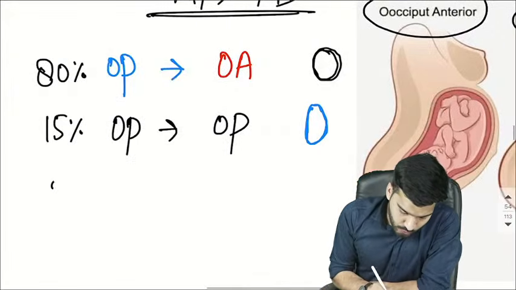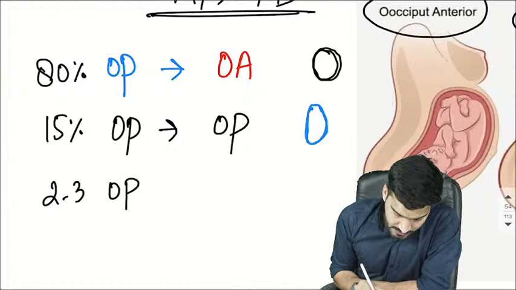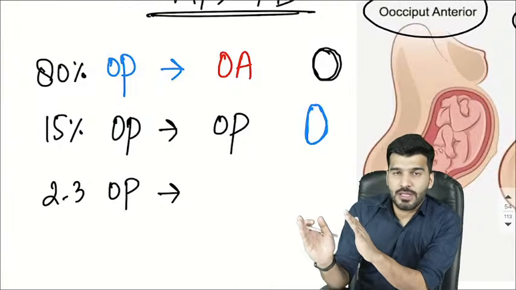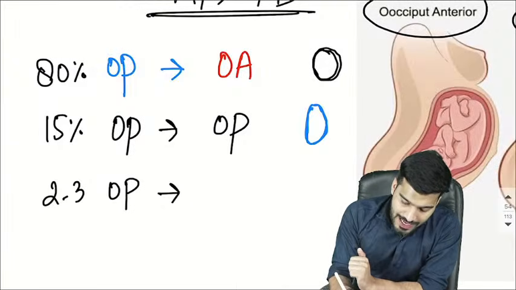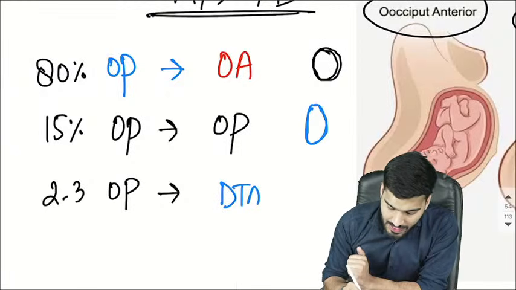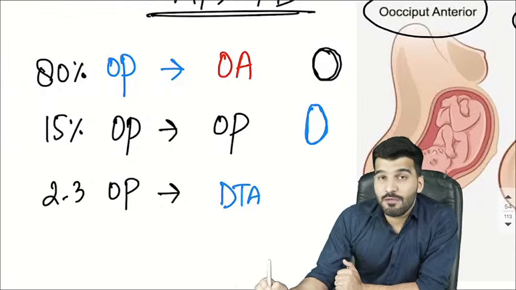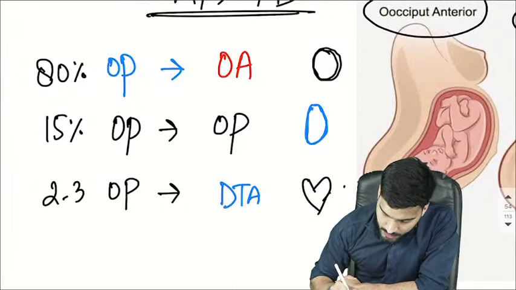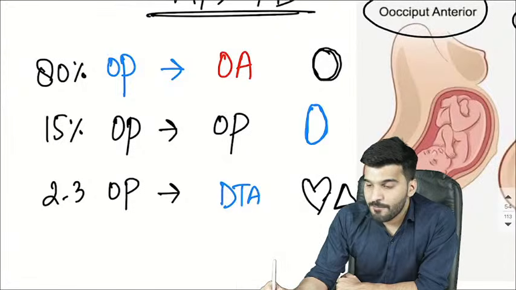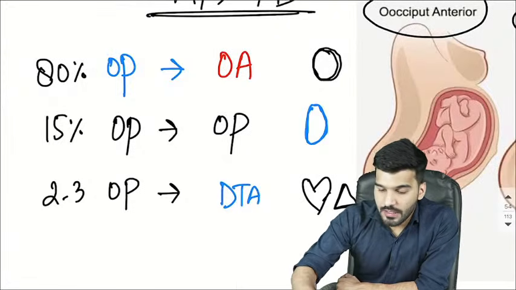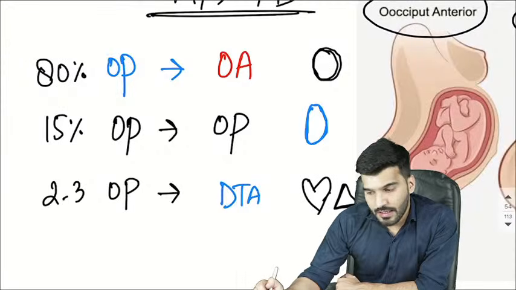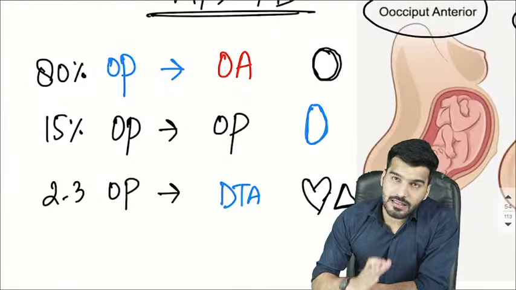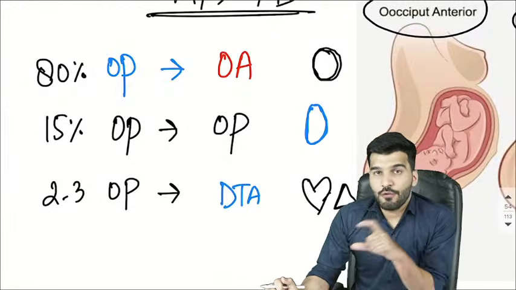Now, 2 to 3% of occipito-posterior try to convert to occipito-anterior, but they rotate partially and get stuck. That is called a deep transverse arrest. And this deep transverse arrest is seen in which type of pelvis? The classical shape of the pelvis is a triangular-shaped pelvis or the heart-shaped pelvis. Is that clear? That is going to be the heart-shaped pelvis. Clear to everybody? Now let's understand the classical features of each type of the pelvis, followed by the shape.